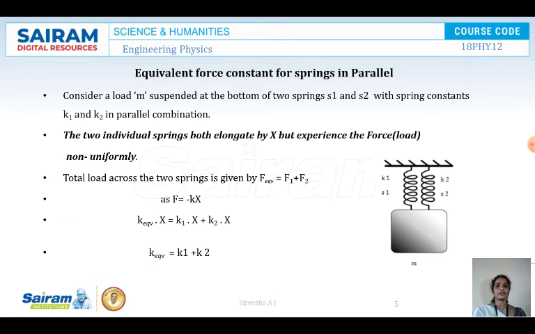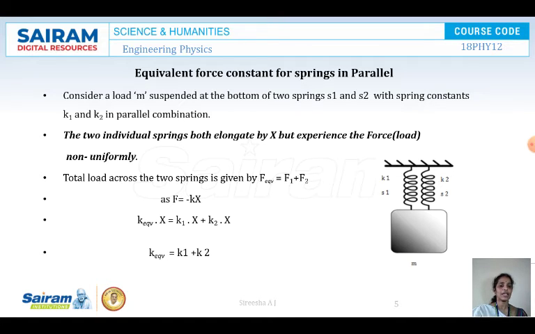Next, we go with the equivalent force constant for springs in parallel. Consider a load M suspended at the bottom of the two springs S1 and S2. Previously, we have seen the springs connected in series. Now, we are seeing the springs connected in parallel, similar to how resistors are connected in parallel. Here, in the case of parallel springs having a common weight M, the two individual springs both elongate by x.